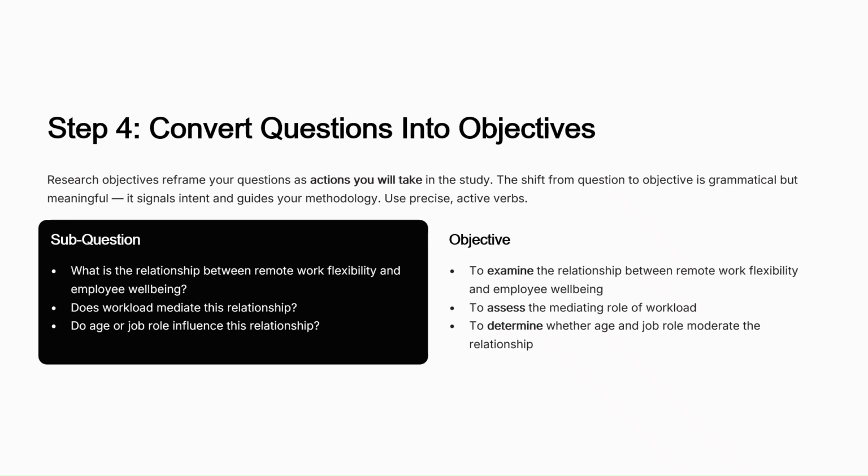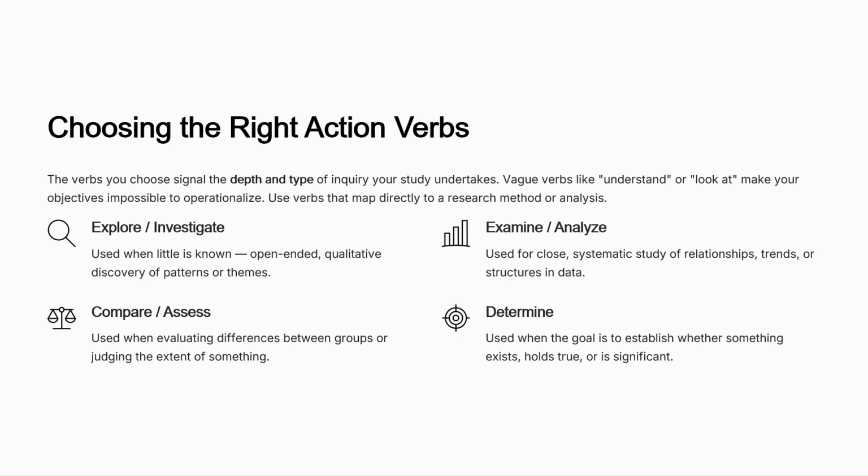Choosing the correct action verbs is extremely important. Vague verbs such as understand or look into should be avoided because they are difficult to measure. Instead, researchers should use precise verbs such as explore, investigate, examine, analyze, compare, assess, and determine. These verbs clearly communicate the purpose of the study and align with specific research methods.